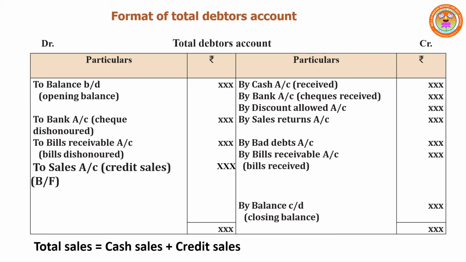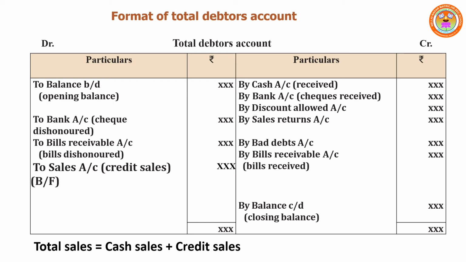Then by bills receivable account. The previous step under bills receivable account, the answer which we got under bills receivable account, that amount should be written here by bills receivable account. So keep it in your mind. The two items which we have already used under the bills receivable account, we are using again. One is bills dishonored. In the previous step also we have used it. Again, here also we are using it.